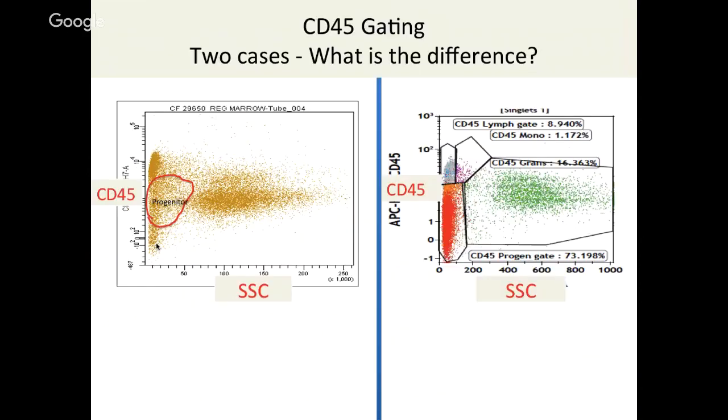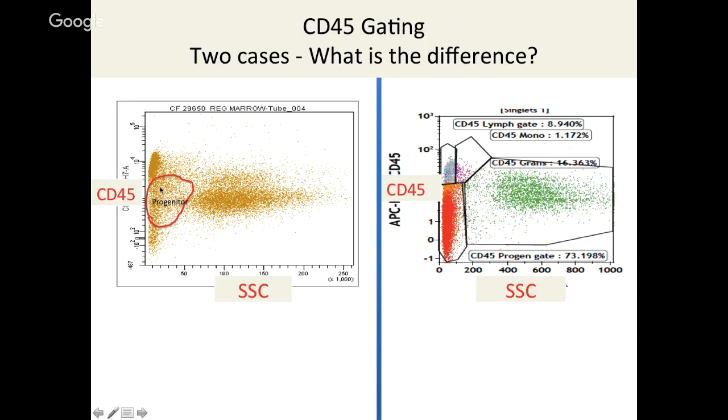Now, I'll just show you an example of two cases. On the left side, it's a CD45 side scatter. On the right side, also a CD45 side scatter. If you look at the right side, the progenitor gate has a huge population of red dots. These red colors we have given, you see the CD45 progenitor gate, it tells you it is 73% blast. So almost 73% blast in this progenitor area.